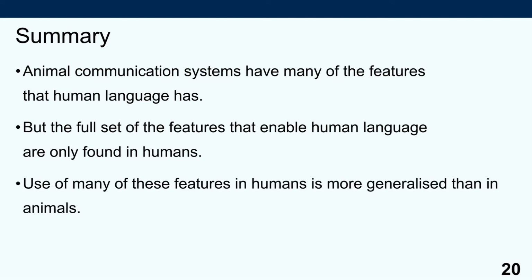We've also seen that even if we accept the evidence from the Putty-nosed monkey and from the starling that animal communication systems can be built on discreteness and can implement recursion, then the use of these features in humans seems to be much more generalized than in many animals. So many animals that seem to be able to do some of these things are much more limited in the range of applications and the range of parameters that they can apply to that.